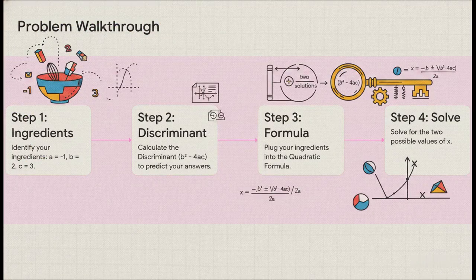Okay, let's work through one together. Imagine a ball's path is described by this equation, −x² + 2x + 3 = 0. We want to know when it hits the ground. Easy. Step 1, identify your ingredients. a is −1, b is 2, and c is 3. Step 2, we could do a quick check with the discriminant if we wanted, but step 3 is the big one. We just plug those numbers into the formula. Everywhere you see an a, pop in a −1. Everywhere there's a b, put in a 2. And then you just do the math. It's a step-by-step process that is guaranteed to work every single time.